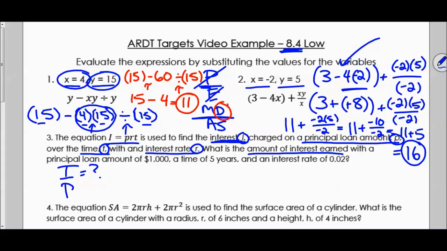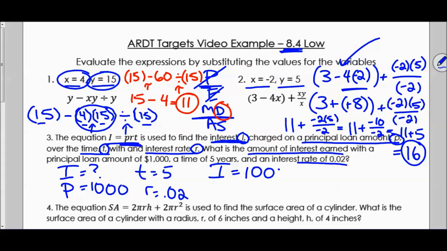We don't know what I is, with a principal loan P of 1,000 and a time of 5. We also have an interest rate of 0.02. That's our R. So here we're just going to plug into that equation. I equals PRT. PRT means P times R times T. 1,000 times R, 0.02, times the time, which is 5. Multiply those three numbers together, 1,000 times 0.02 times 5, and that tells us our interest of $100.